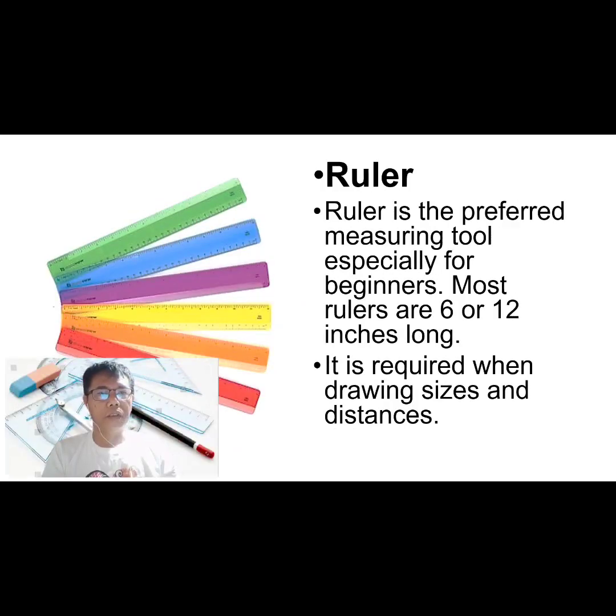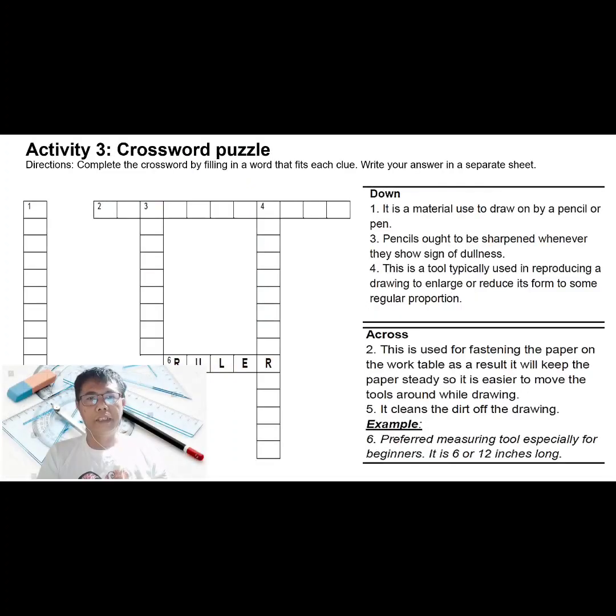Next is the ruler. Ruler is the preferred measuring tool, especially for beginners. Most rulers are 6 to 12 inches long. It is required when drawing sizes and distances. And now, let's go to activity number 3, which is the crossword puzzle. Using your answer sheet, complete the crossword by filling in the word that fits its clue. Pause the video when answering.